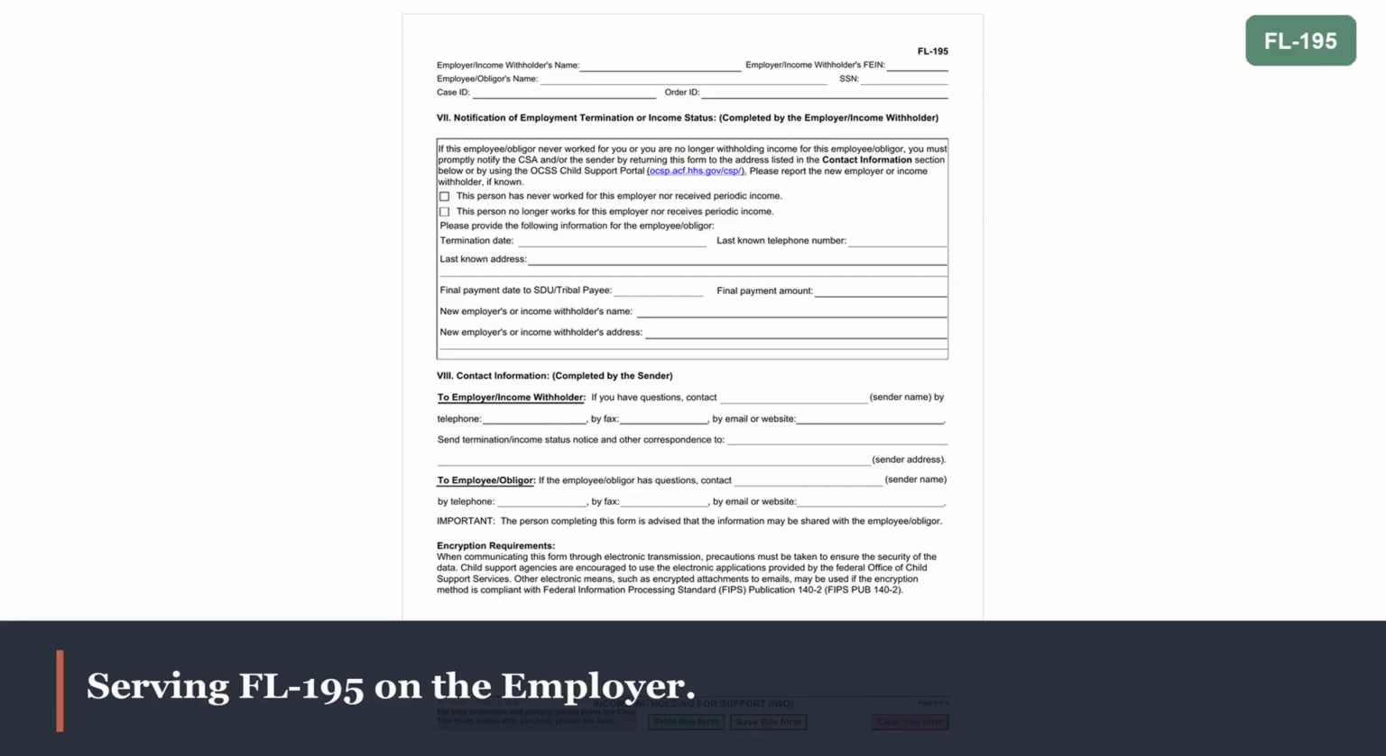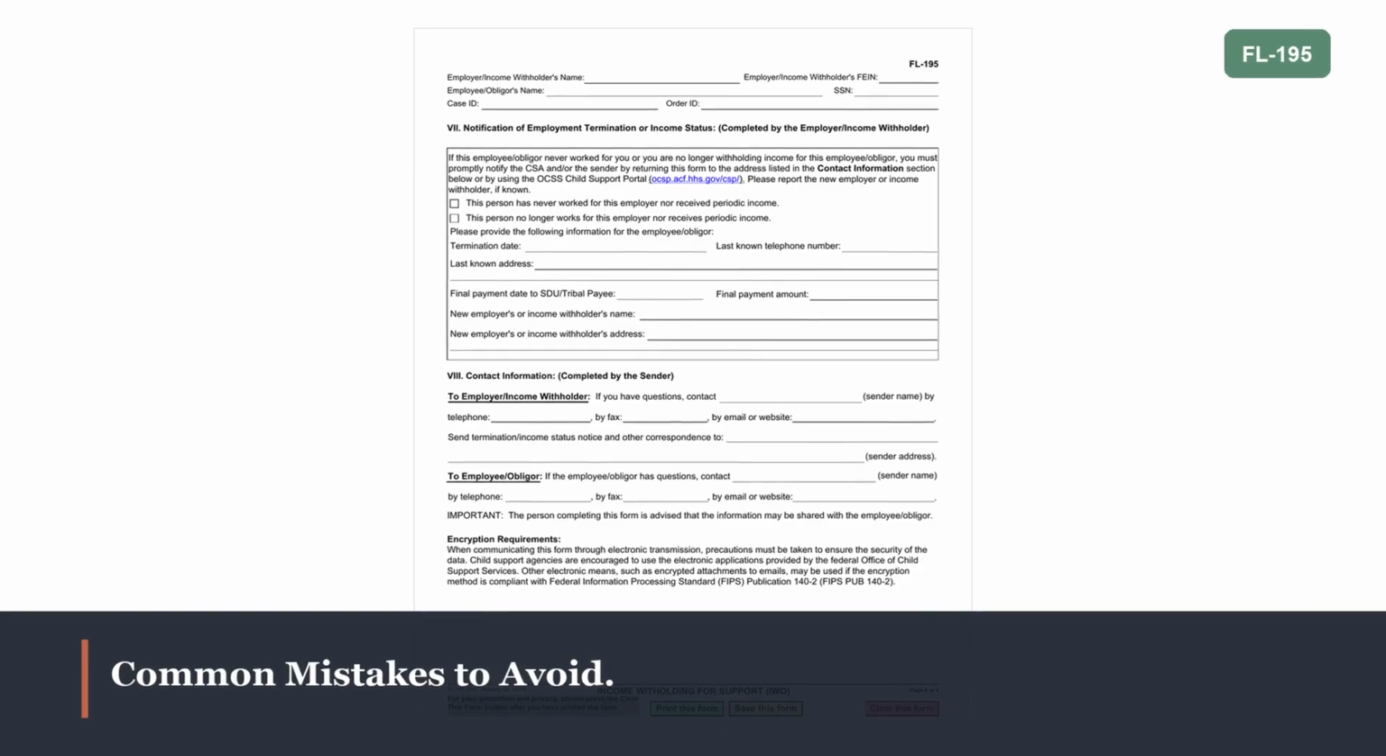Serving FL-195 on the employer. FL-195 only works if it actually reaches the employer and is served correctly. In practice, that generally means confirming the employer's correct legal name and mailing or fax address for income withholding orders, serving the completed FL-195 through the method required for your case, generally by mail or delivery to the employer's designated payroll or legal contact, keeping proof that the order was served in case the employer disputes receiving it, and following up to confirm the employer has begun withholding within the time frame the order requires. Employers generally have a limited window to begin withholding once they receive a properly served order, so following up promptly matters.